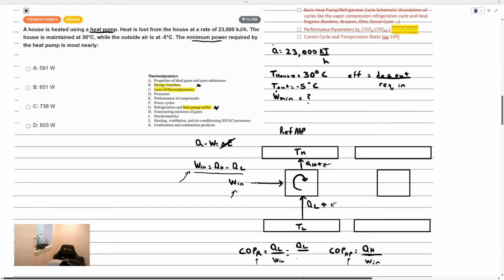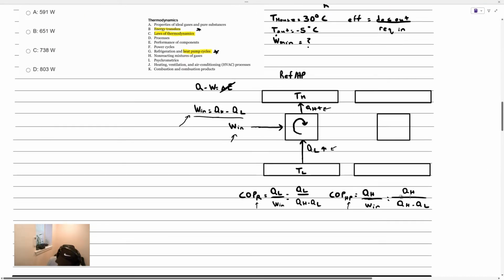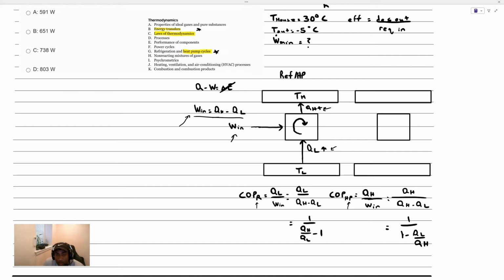QL is equal to that. Remember that work input is just the difference between QH and QL, QH minus QL, and we have a QH here. If we divide by the numerator in both of these cases, what we get is, for the Carnot efficiency, we set the heat ratio equal to the temperature ratio. So for the case of a refrigerator, we have TH over TL minus 1. And for the case of a heat pump, we have 1 over 1 minus TL over TH.